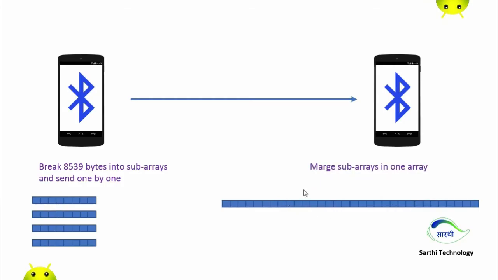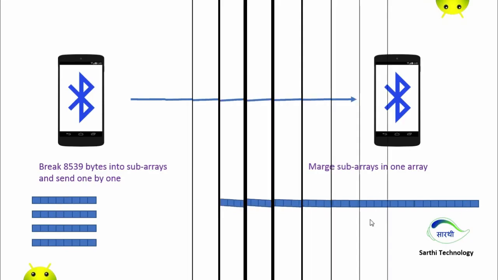Using this scenario we can send small arrays of around 400 or 500 bytes, and at the receiver side we can merge them. So here let's have a look at what we should do.